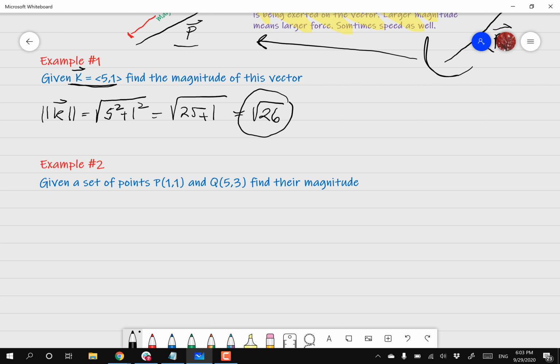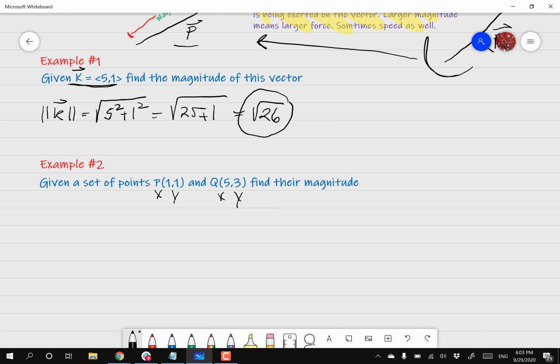All right, so we have point P with the coordinates 1 and 1, and then we have the point Q with the coordinates 5 and 3. So in other words, for the first point, X is going to be 1 and Y is going to be 1, and then for the second point, 5 is going to be X, and 3 is going to be Y.